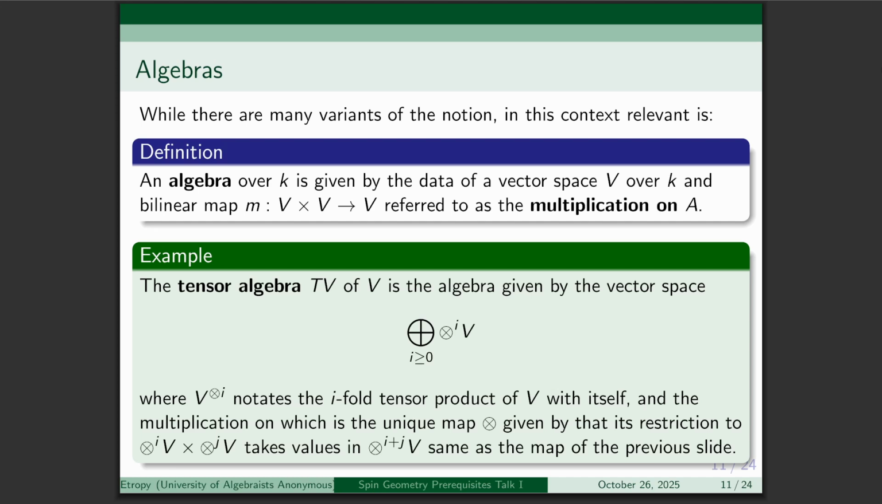These are all vector spaces; we've seen tensor products of vector spaces. But we also need a bilinear map, a binary operation on this, to make it an algebra. And for that, we can use the map we've seen above. We just take two elements of this direct sum. And of course, they will be linear combinations of elements of these repeated tensor products of the vector space itself.